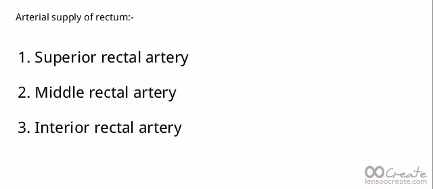Now let us talk about the arterial supply of the rectum. So the rectum is supplied by 3 arteries. Number 1, superior rectal artery. Number 2, middle rectal artery. And number 3, inferior rectal artery. So the superior rectal artery is a branch of inferior mesenteric artery. Sorry, it is a continuation of inferior mesenteric artery.